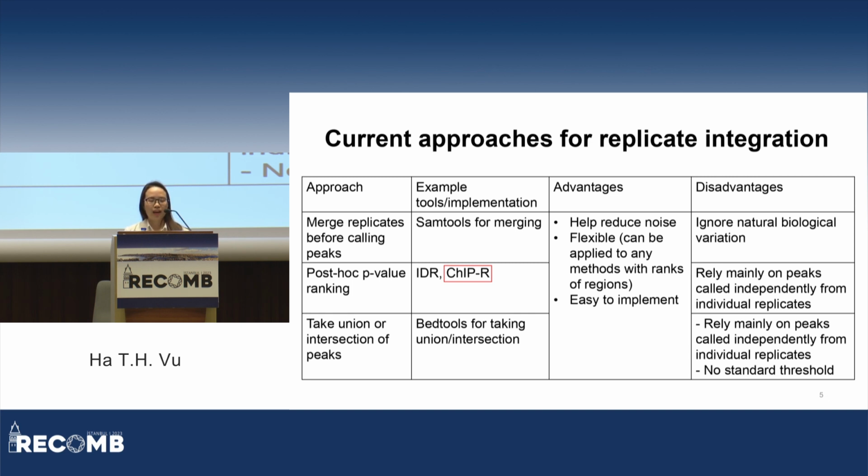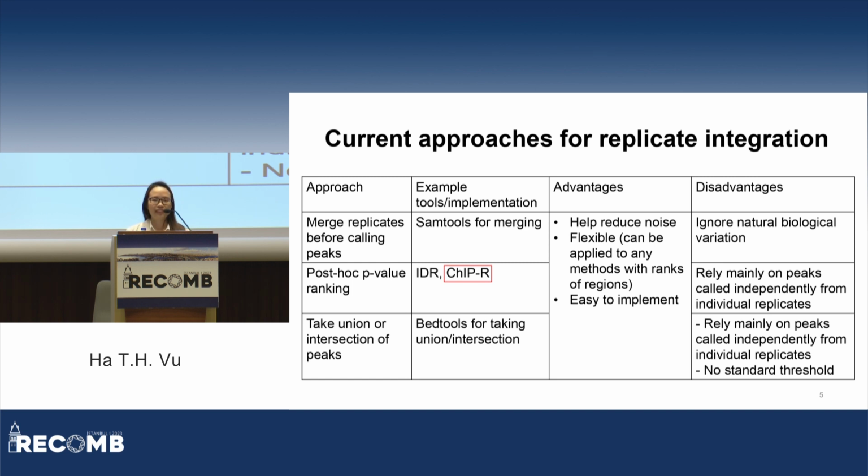These approaches can be implemented in a few different ways, and I'm pointing out example tools here. And they all have really good advantages. For example, they all help reduce noise, or they are very flexible. They can be applied to any set of peaks that have some sort of ranking or p-values. And they are pretty easy to implement.